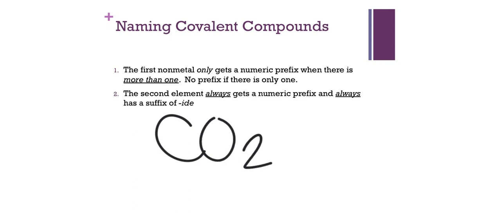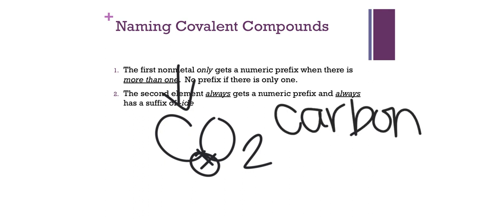But let's say I am talking about CO2. The first non-metal only gets a numeric prefix when there is more than one. So if we look here, this is my first non-metal. It is carbon. If you notice, there is no number here. If there is not a number there, I do not have to have a prefix in front of the element. I would simply name the element. So in this case, I would have carbon. So no prefix if there's only one.